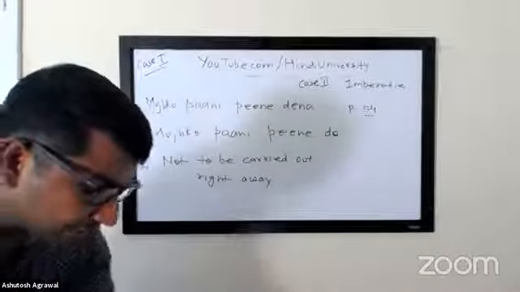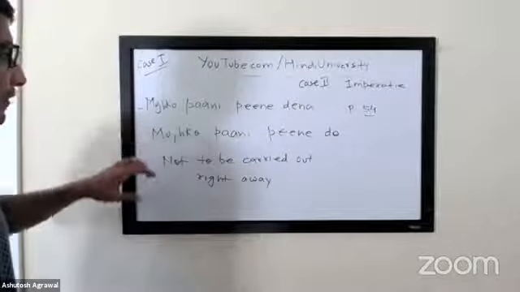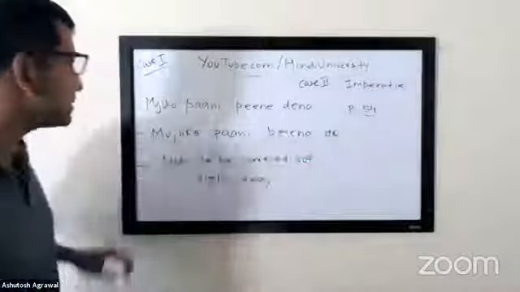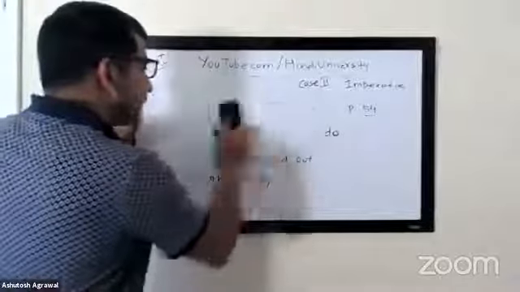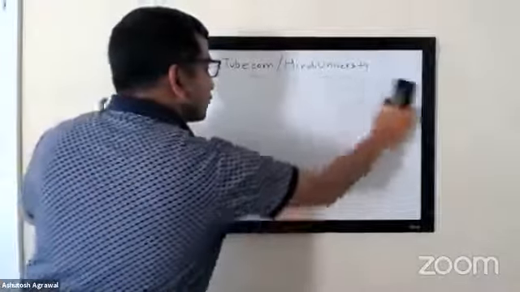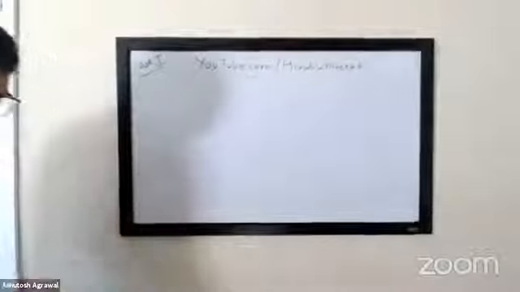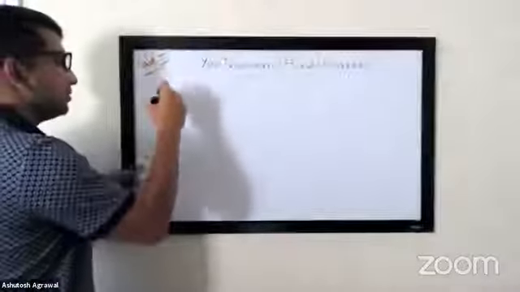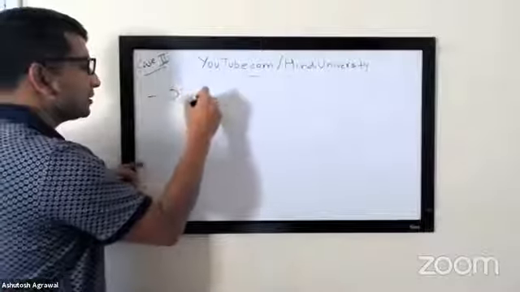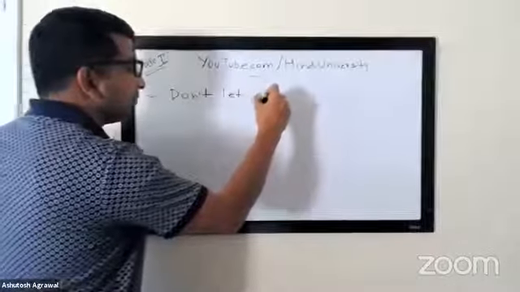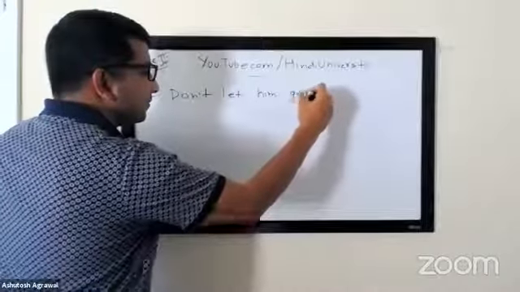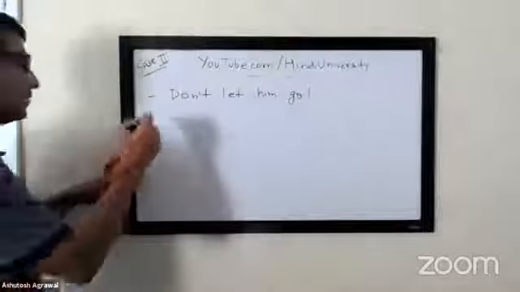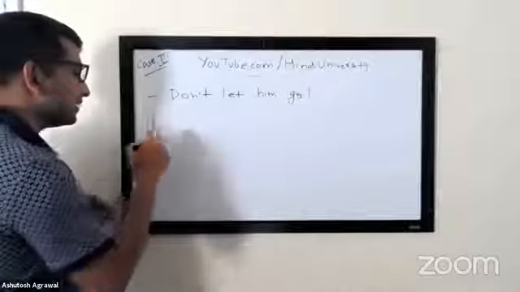So let's do case number 3. So far we have done just the infinitive case. We have done it in the imperative. Let's do case 3, which is we have not used them in a negative sentence so far. How does it work? Because the sentence could be, don't let him go. Okay. And how will you say that in Hindi? Don't let him go.